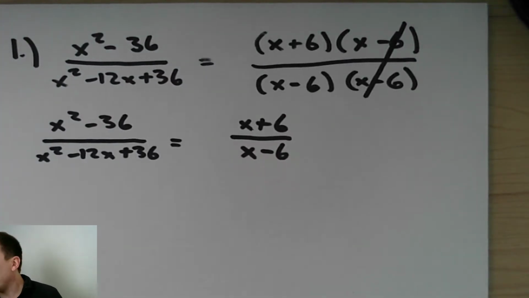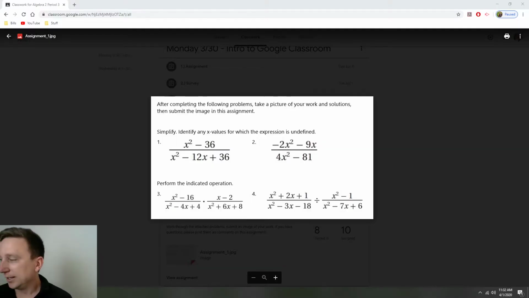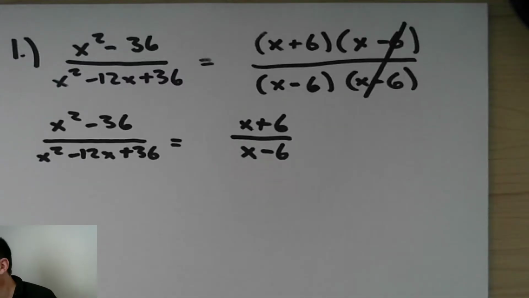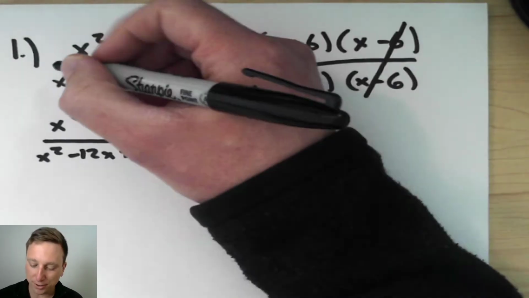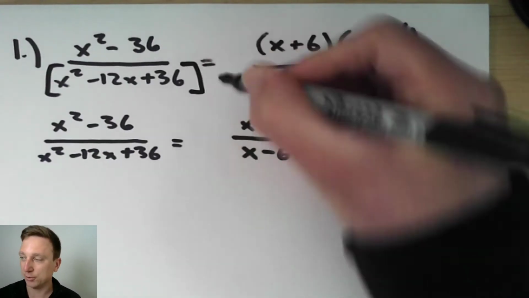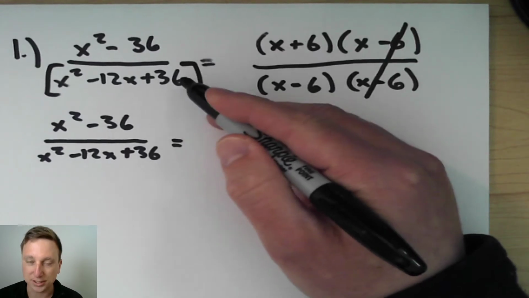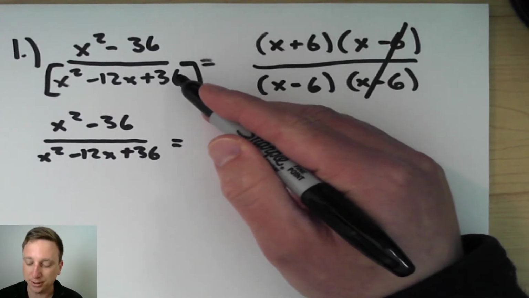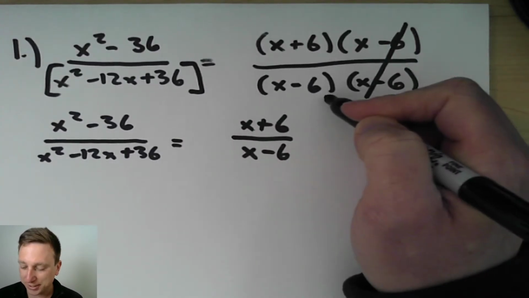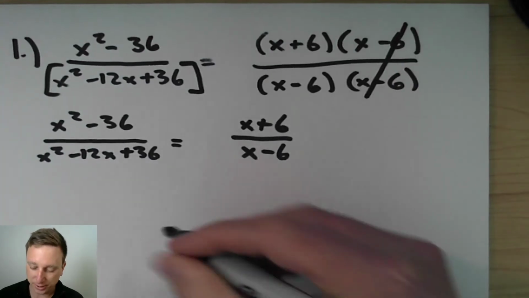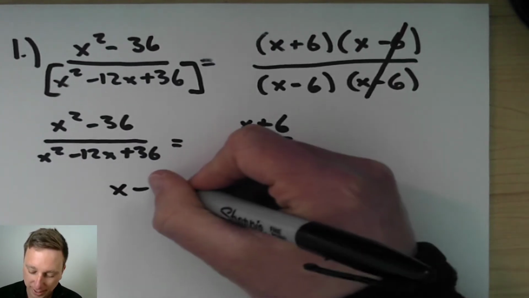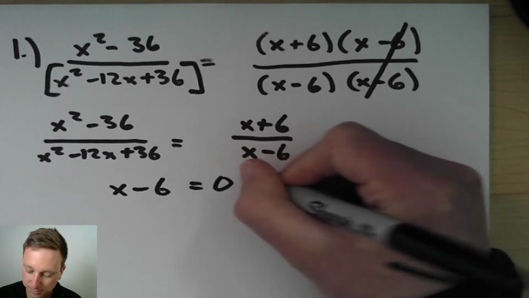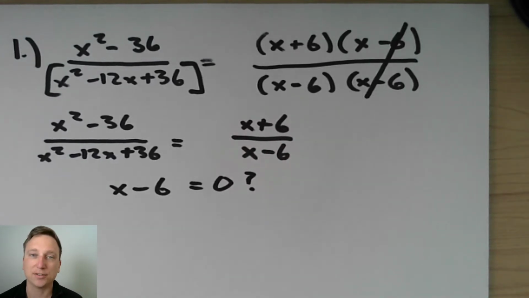Now the second thing we were asked is to identify any x values for which the expression is undefined. Expressions are undefined when the denominator becomes 0. So what we're worried about is what makes the denominator 0. What makes x squared minus 12x plus 36 become 0? Well, we know it's equivalent to x minus 6 times x minus 6. So we can really ask ourselves, what makes x minus 6 become 0? That's the question we want to ask for undefined values.